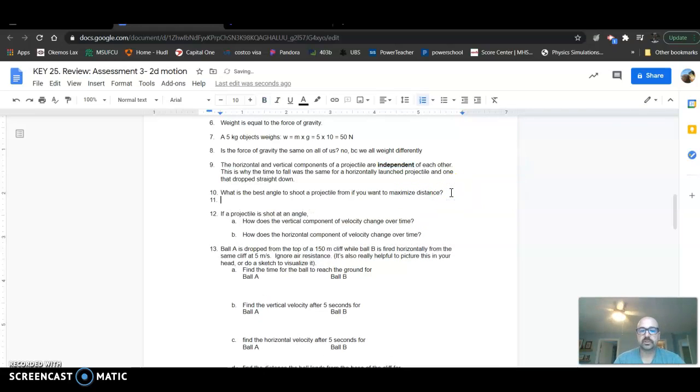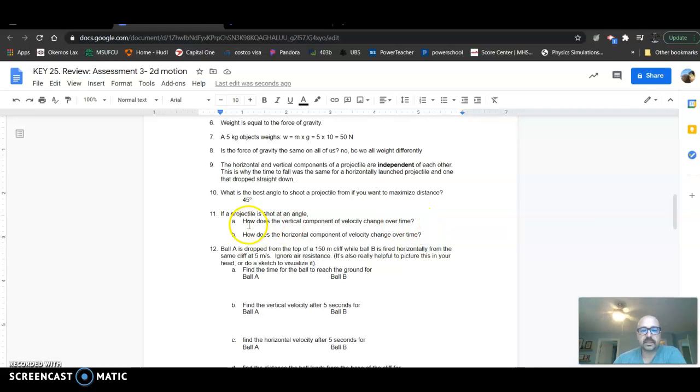Then, the best angle to shoot a projectile from if we want to maximize the distance. That was 45 degrees, and that's just kind of the fact. If you remember, we did the one simulation where we looked at all the angles. So you may want to go back and look at that too if you don't remember.